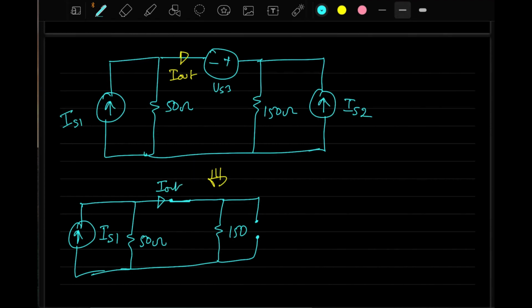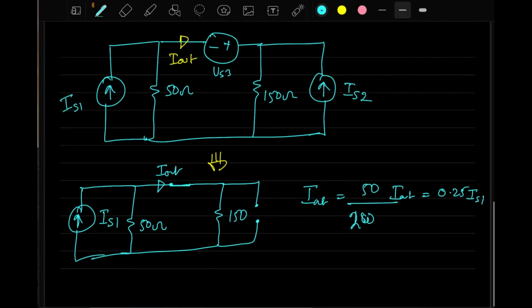You can calculate I out by doing what? It's a parallel resistance, right? Between 50 and 150, you have a parallel resistance. One is 50, another one is 150. So your I out will be 50 over 200 times IS1. So it will be 0.25 IS1. Please note the direction will be this side. This is the direction for I out.